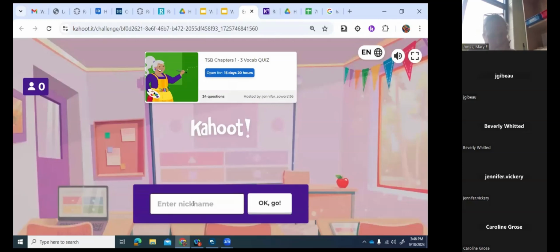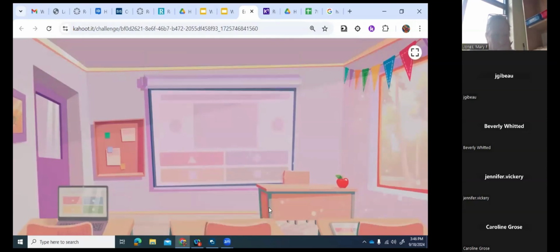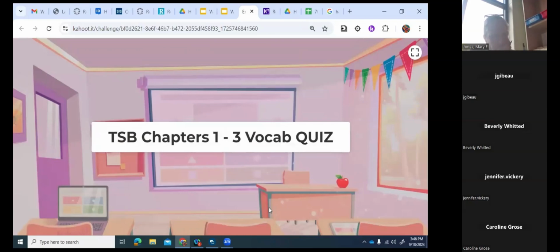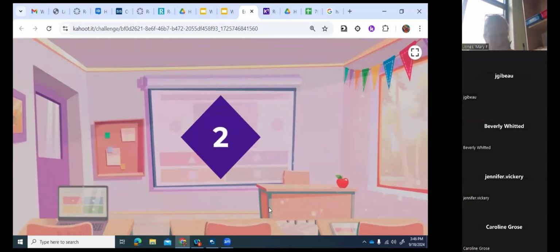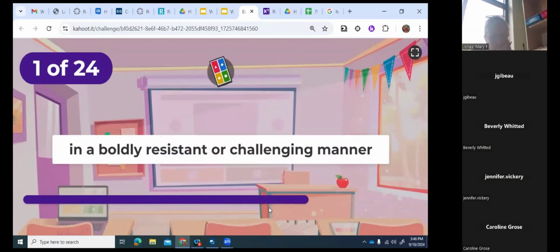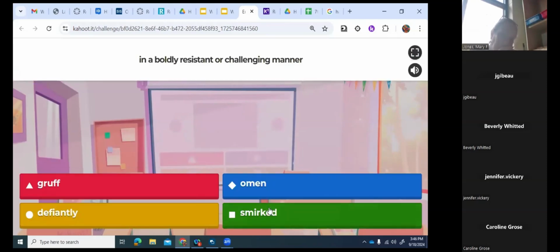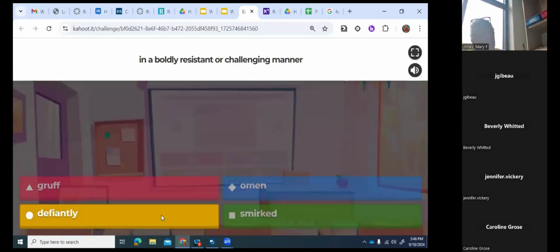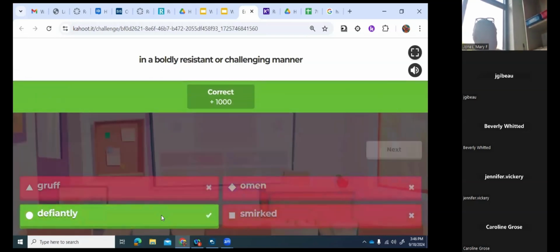So it pops up. I'm going to put my nickname in. So this is for one of our novels and the different chapters in the vocabulary that they're going to be required to know. So it has the definition, in a boldly resistant or challenging manner, and then they have choices to make. I don't know where my cute picture is though right now. By the way, it's defiantly. I'm wondering if it doesn't show up on this one.